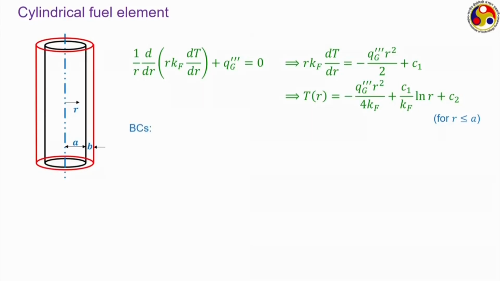Now, we need to use the boundary conditions. Similar boundary conditions: at r equal to 0 the temperature is T naught, which is the center line temperature, and again, the center line being a plane of symmetry, the temperature gradient will be 0 as well. So, putting the second condition, we can straightaway say that C1 equal to 0. If we put r equal to 0 here and dT/dr equal to 0 here, C1 has to be 0.